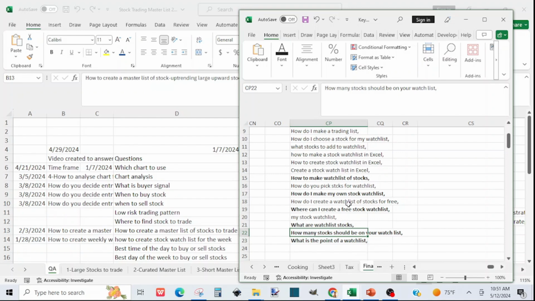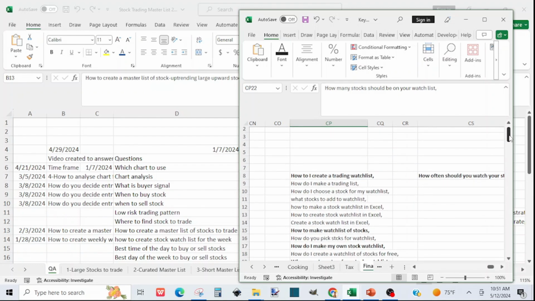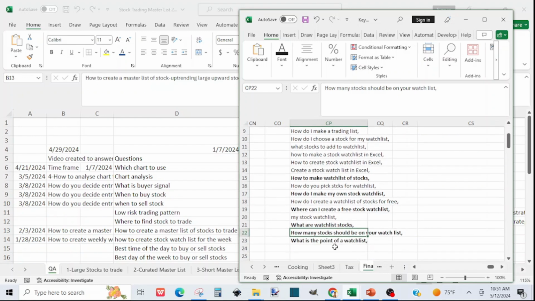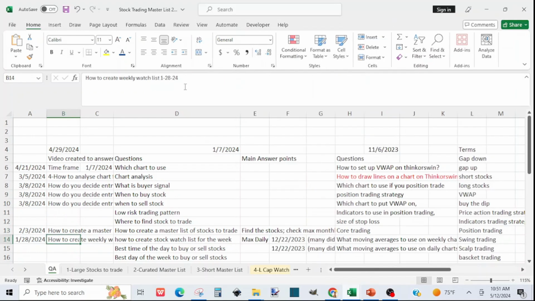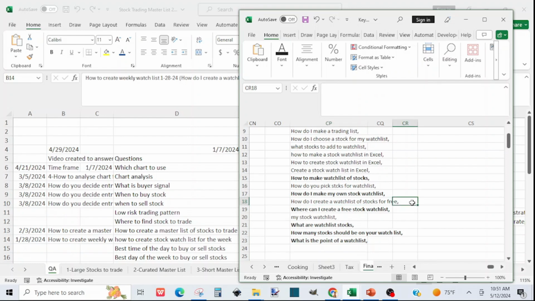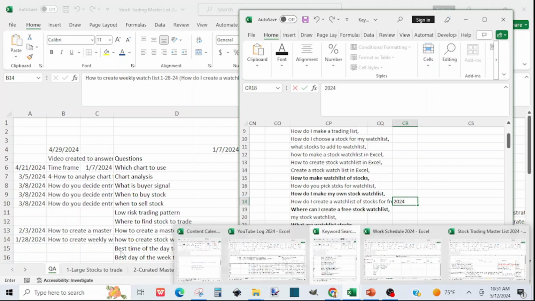How do I create a watch list of stock for free? So I'm not seeing a weekly watch list here. And how do I create this one, how do I create a watch list of stock for free? I could add it here. And I will put 2024. And those could change as well. But while I have it, the first one, hold on.